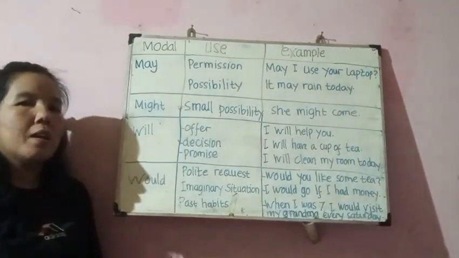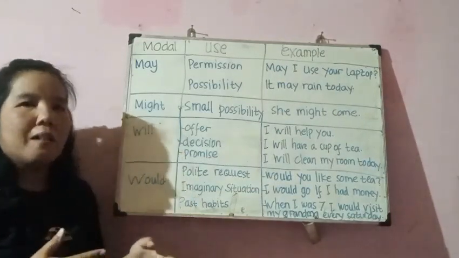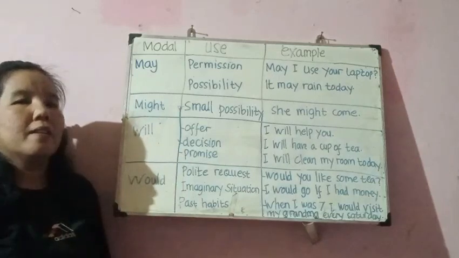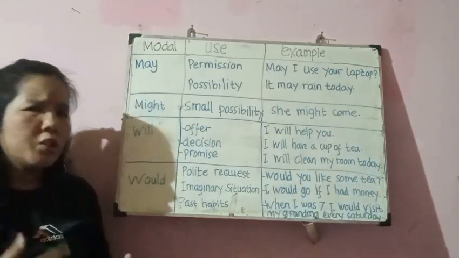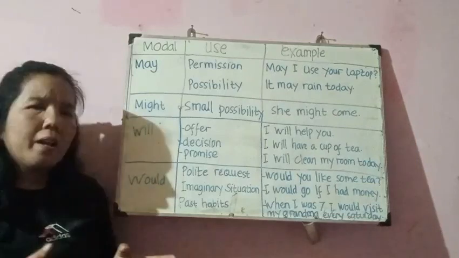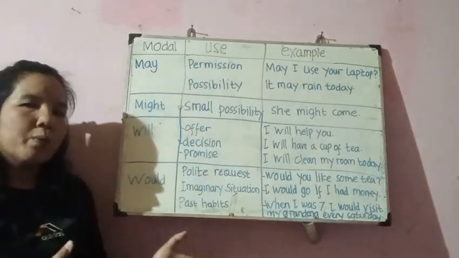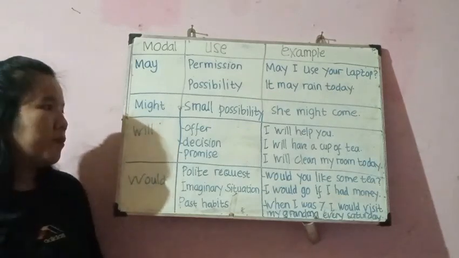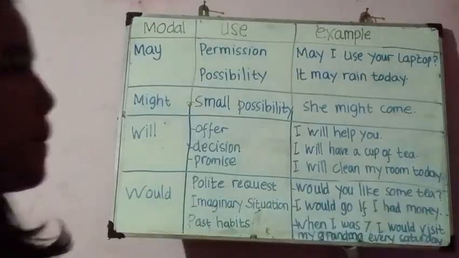And the modal verb will. When we make an offer, we can say I will help you carry your bag. Next, we use will to make an instant decision. For example, I will have a cup of tea. And we can use will to make a promise. For example, I will clean my room today.